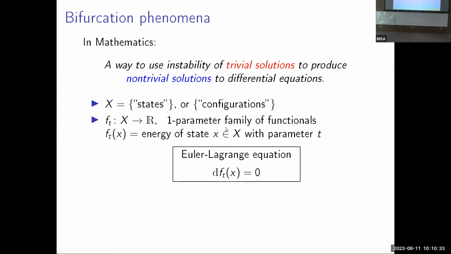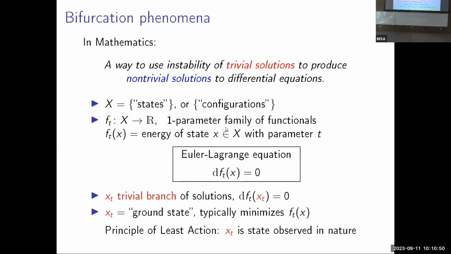Okay, so the Euler-Lagrange equation for the problem looks like this: the derivative with respect to x of the function F_t equals 0. And so suppose you have, for each t, some kind of trivial solution for the problem. Typically, this is a ground state, which is like the minimum of the energy. So this means a stable solution. The principle of least action says that the solutions that you observe in nature are those that minimize the energy.